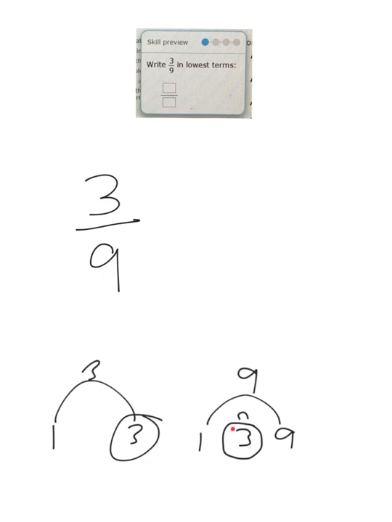I don't need to do this process. I can look at 3 and 9, and I know both those numbers can be divided by 3. So I would just go divided by 3, divided by 3. My answer is obviously 1/3. And because there's a 1 in it, it's really obvious that that's as small as it can get. My answer is 1/3.